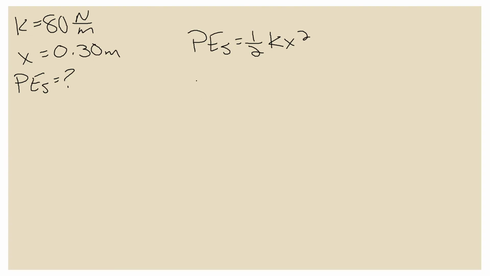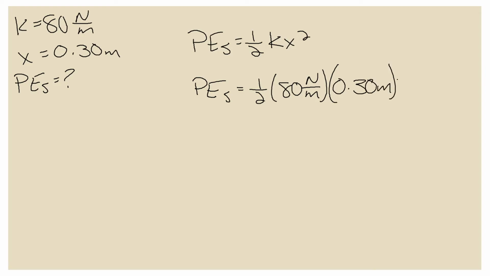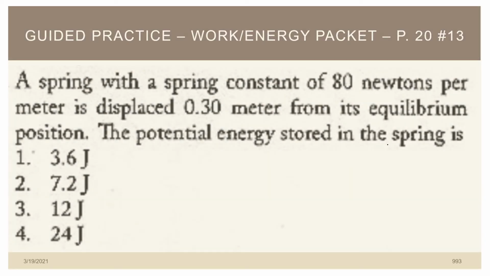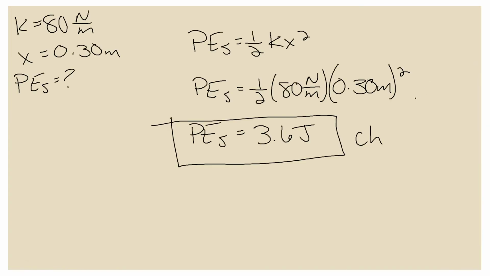And so we can write here PES equals 1/2 of k, which is 80 newtons per meter, times x squared, 0.30 meters squared. And when you do that math, punching this in here, you take 0.3 squared, that's 0.09, times 80 over 2, you end up getting 3.6 joules, making the answer choice 1, I believe. 3.6 joules is choice 1.